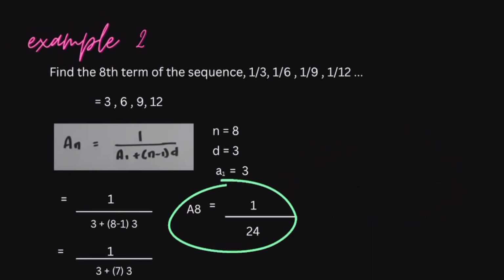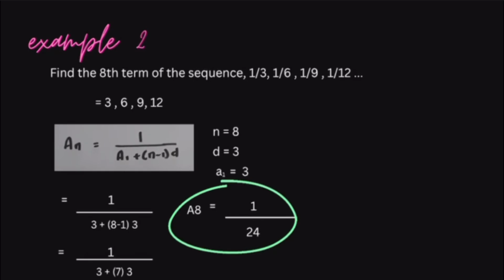Example number 2. Find the 8th term of the sequence 1 over 3, 1 over 6, 1 over 9, 1 over 12, and so on. The first thing we have to do is reciprocal. So it will become 3, 6, 9, 12, and so on. Then we're going to use the formula again, which is a sub n is equal to 1 over a sub 1 plus the quantity of n minus 1 times d. Then we're going to find the values.